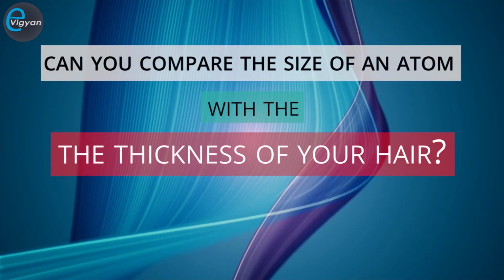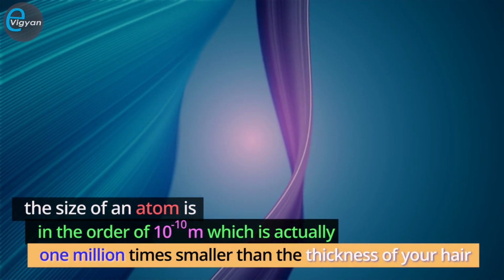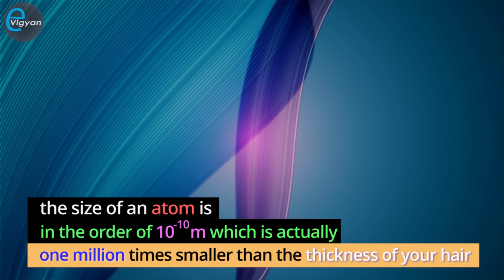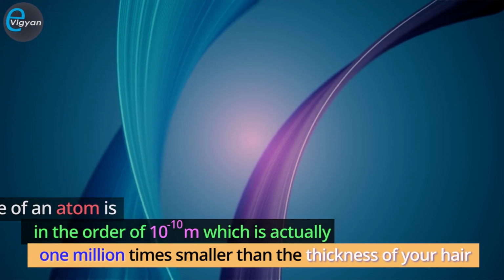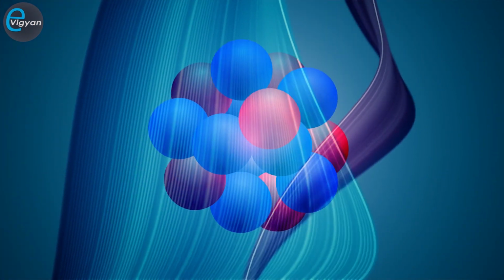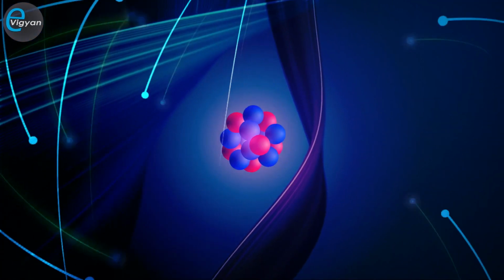Now can you compare the size of an atom with the thickness of your hair? Actually, the size of an atom is in the order of 10 raised to power minus 10 meter, which is actually 1 million times smaller than the thickness of your hair. But the size of a nucleus is quite smaller than the size of an atom. Actually, it's around 10,000 times smaller.